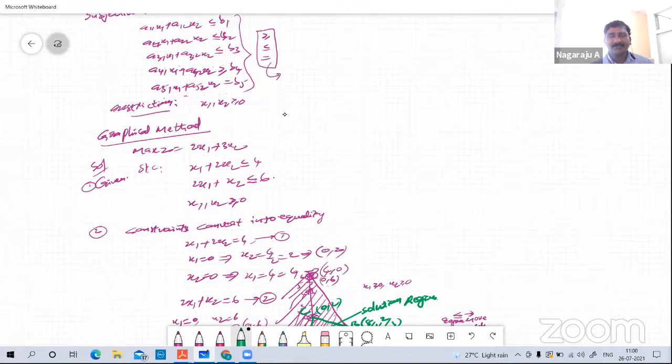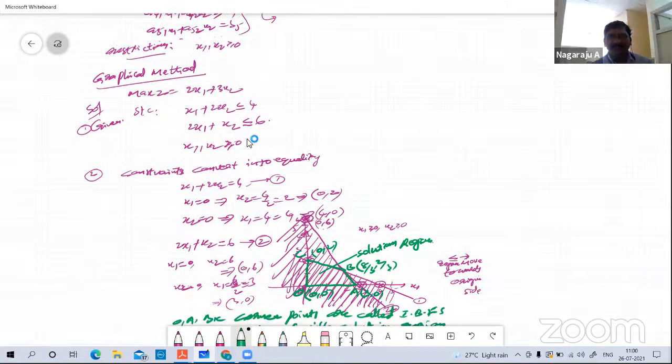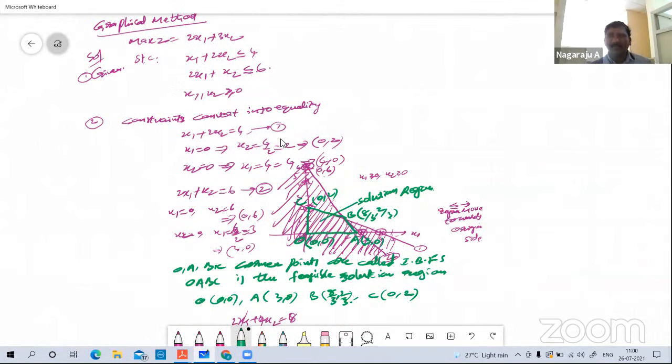I'm taking the objective function, constraints and restrictions. From the constraints, first make them equalities and find the intersecting points on the x1 axis and x2 axis. In such a way, I found the points (0, 2) and (4, 0). That is its corresponding straight line equation in the x1 x2 plane. I'm drawing that straight line, called equation number 1.